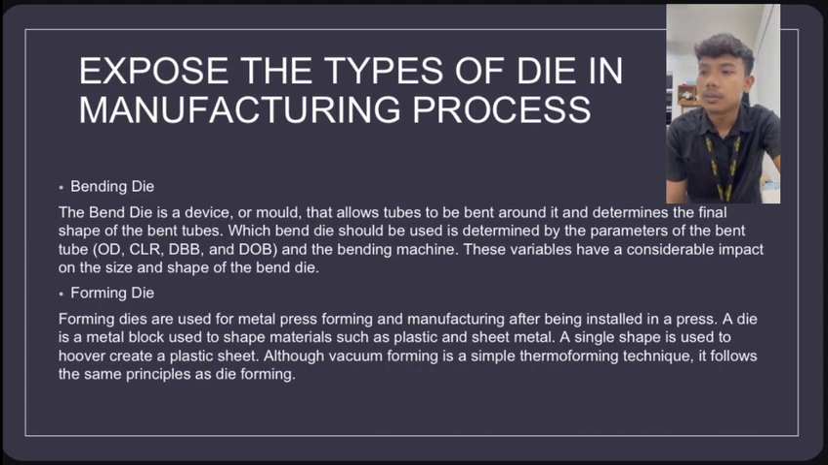Forming die. Forming dies are used for metal press forming and manufacturing after being installed in a press. A die is a metal block used to shape materials such as plastic and sheet metal. A single shape is used to create a plastic sheet. Although vacuum forming is a simple thermoforming technique, it follows the same principle as die forming.